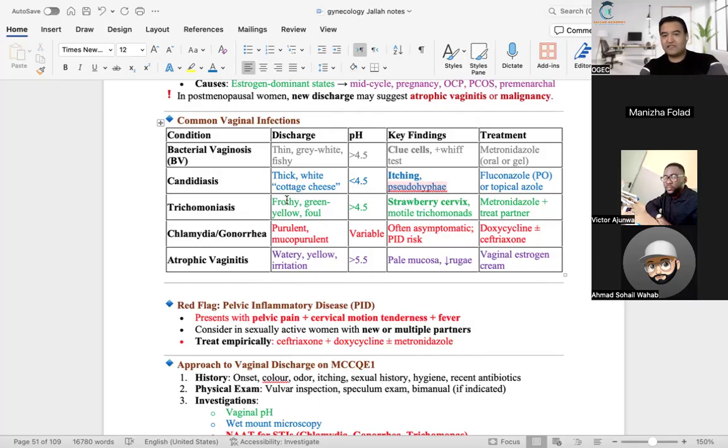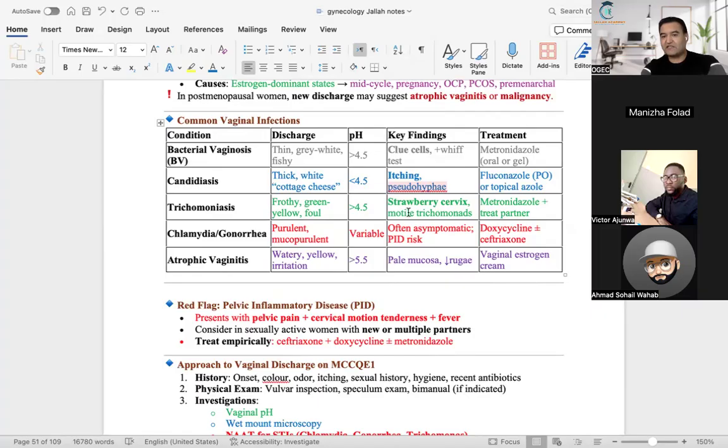Trichomoniasis: frothy. This is a key word that they are using. Frothy, green-yellow, foul smelling. And the reason I made the color green is because this discharge will be green in color. And strawberry cervix will also be mentioned in the clinical findings.